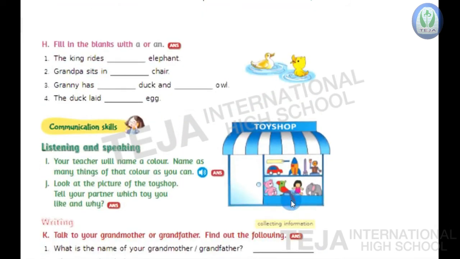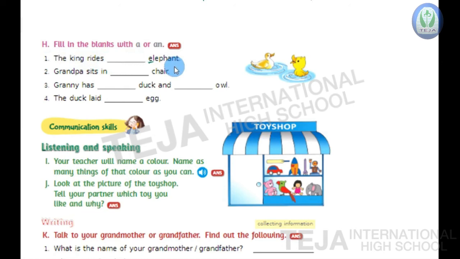Now next, bit H, children. Here, fill in the blanks with a or an. Here the blanks are given and you have to fill the blanks by using a or an. So just now we have learned that before the vowel letter word you have to write an, and before the consonant letter word you have to write a.